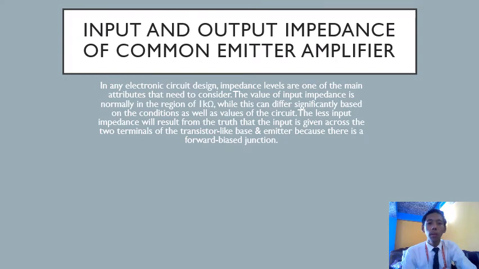Input and output impedance of common emitter amplifier. In any electronic circuit design, impedance levels are one of the main attributes that need to be considered. The value of input impedance is normally in the region of 1 k ohm, while this can differ significantly based on the conditions as well as values of the circuit. The low input impedance results from the fact that the input is given across two terminals of the transistor, base and emitter, because there is a forward biased junction.